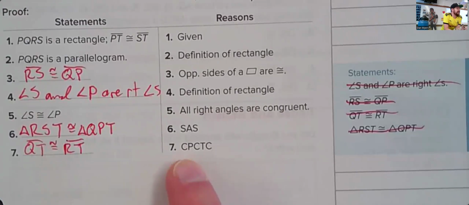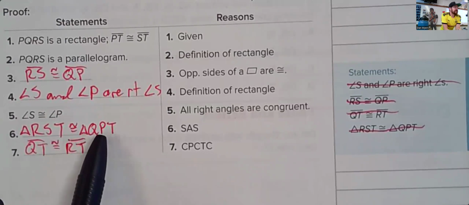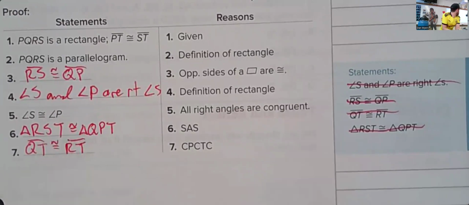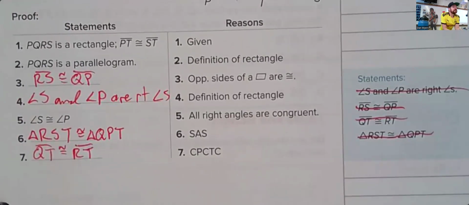If you forgot what that means, first of all, it stands for corresponding parts of congruent triangles are congruent. And what that means is, if you have proven that 2 triangles are congruent, whatever parts of those triangles that you haven't yet stated to be the same have to be the same because the triangles are the same. So that is our proof. And that's all for proofs for today.